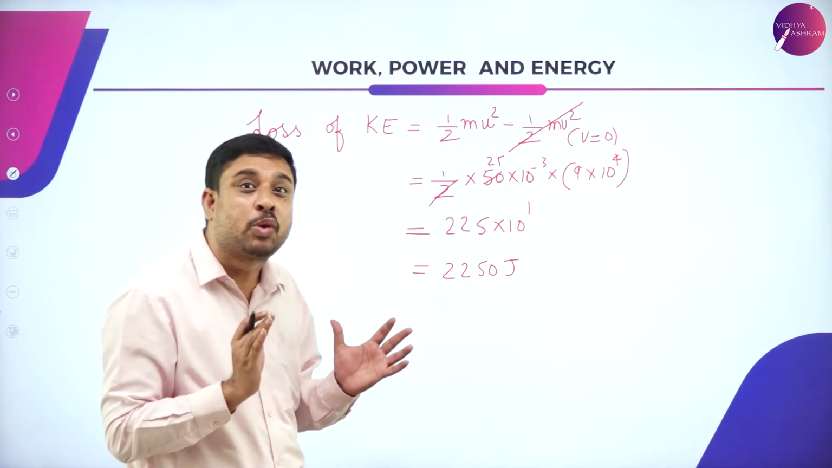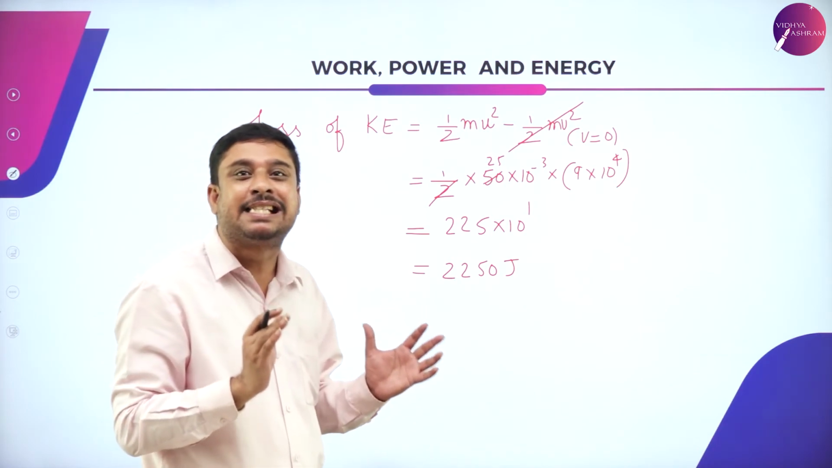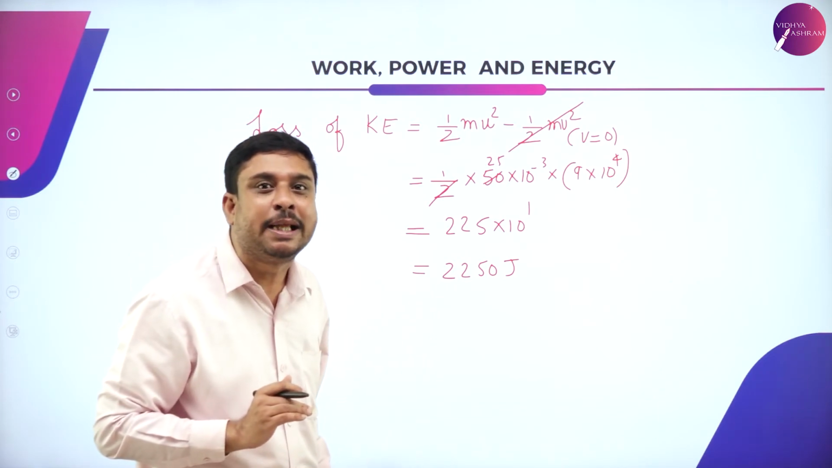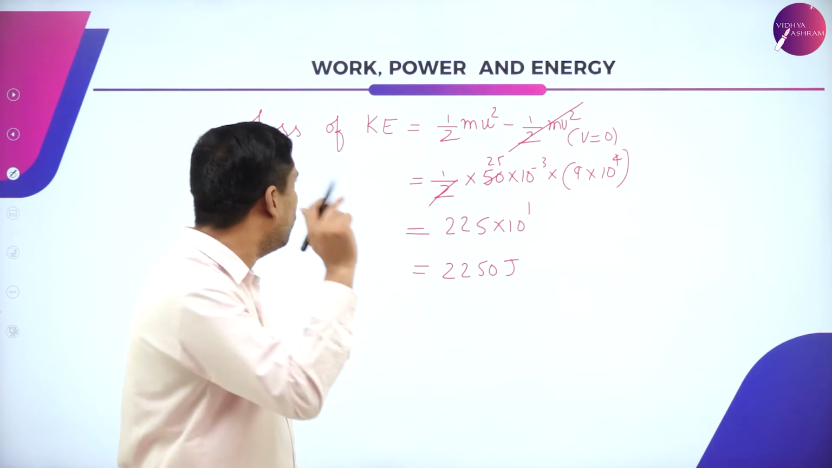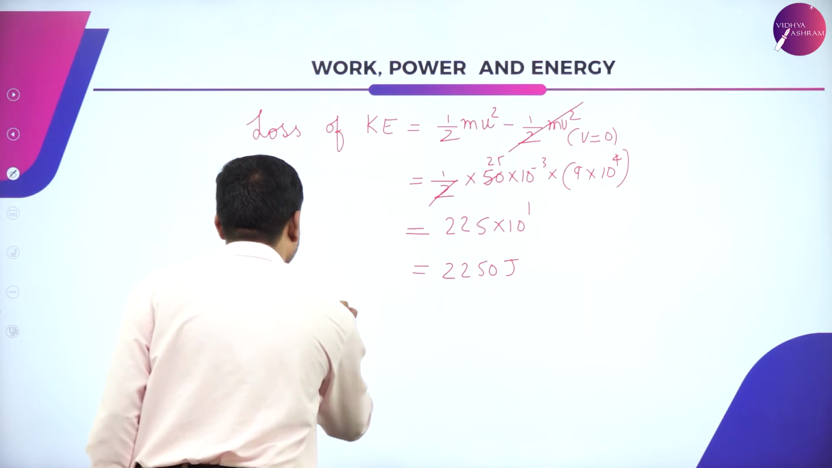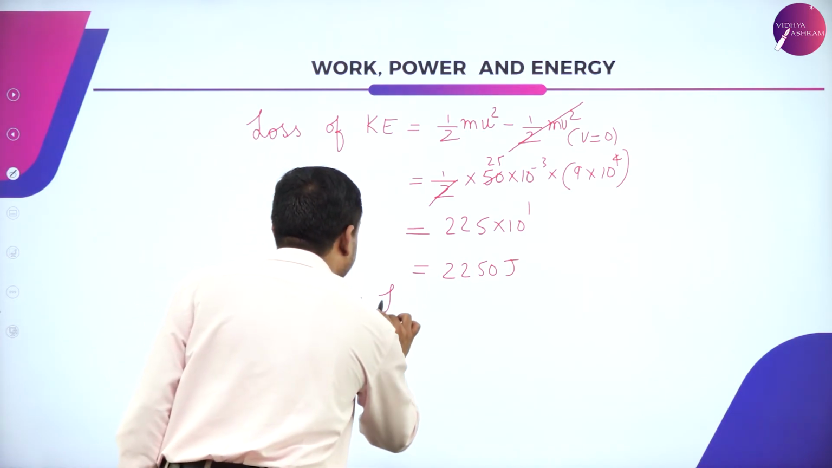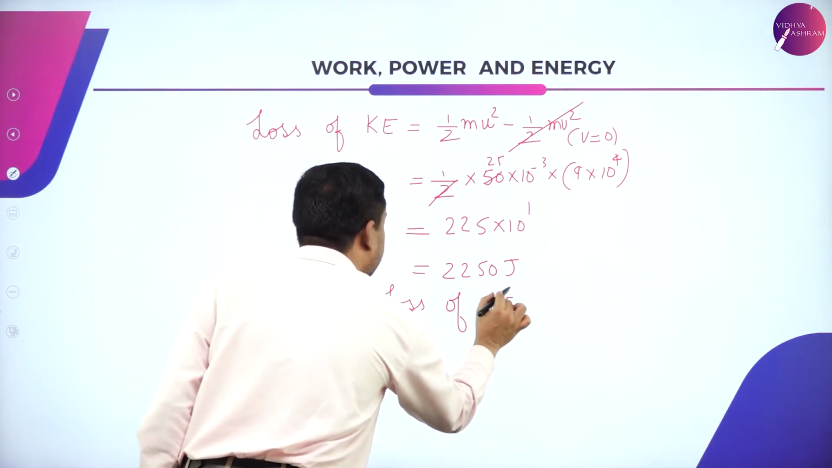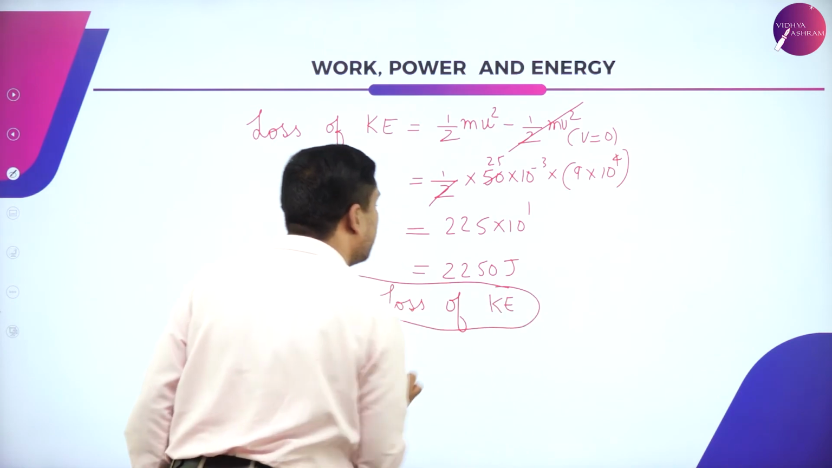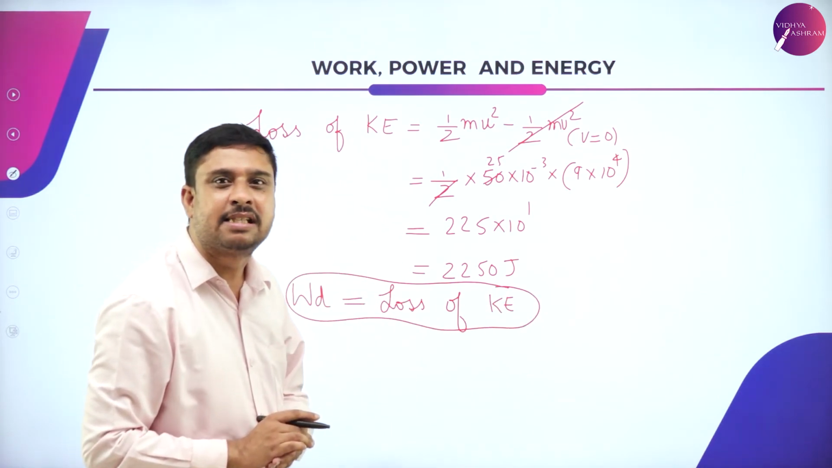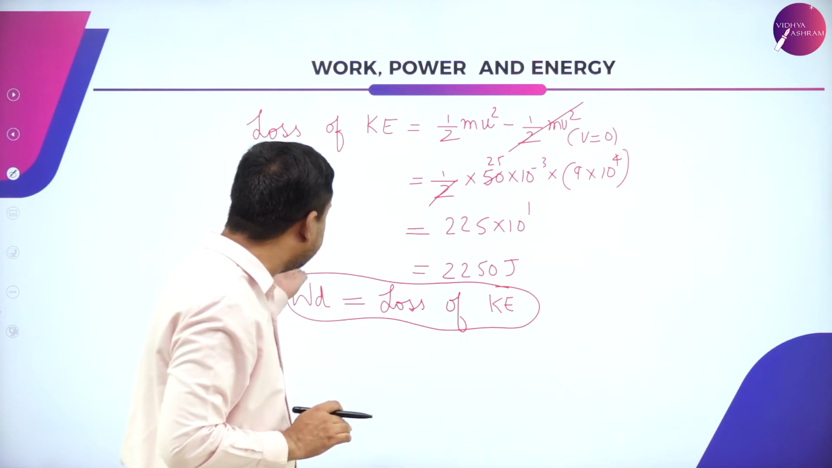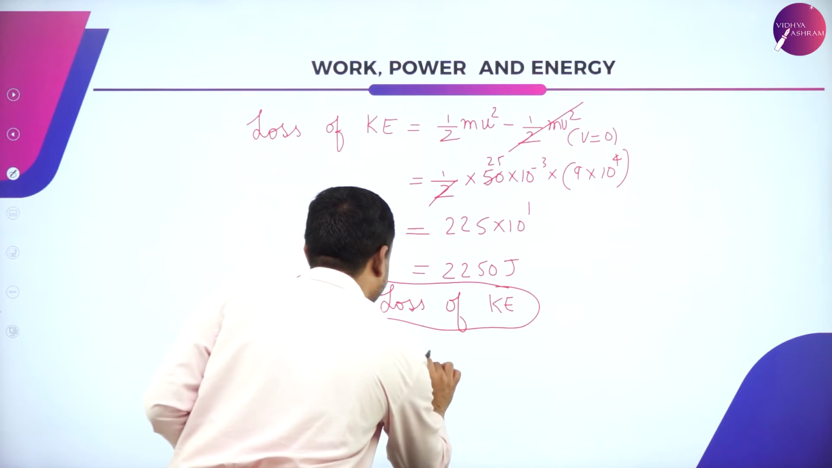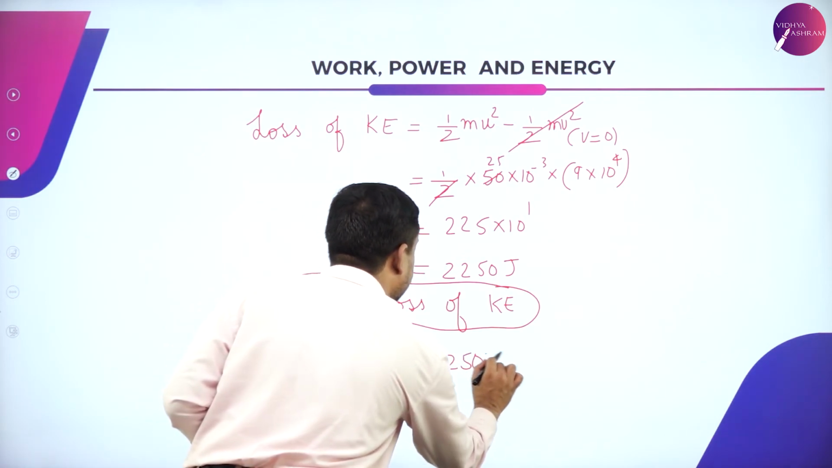But I am asked to calculate the force, the resistive force, the force applied by the bullet on the plank. Good. By work energy theorem, work done is loss of kinetic energy. See, a very beautiful theorem which says loss of kinetic energy is nothing but work done. So W is 2250 joule.